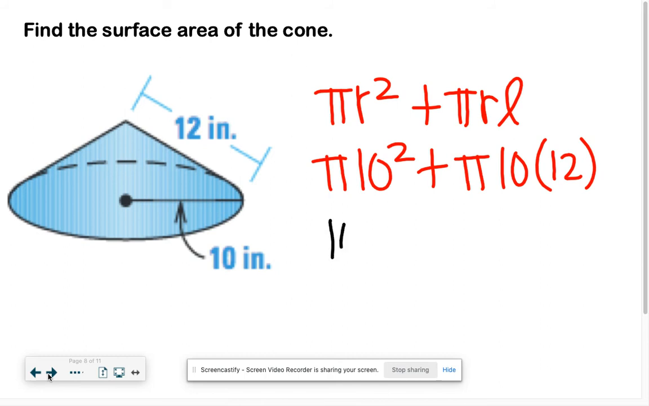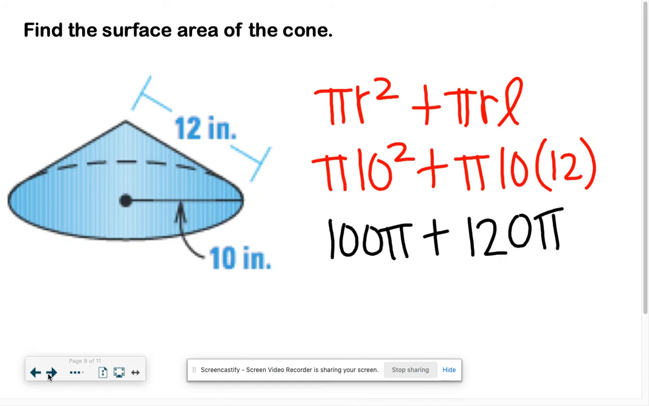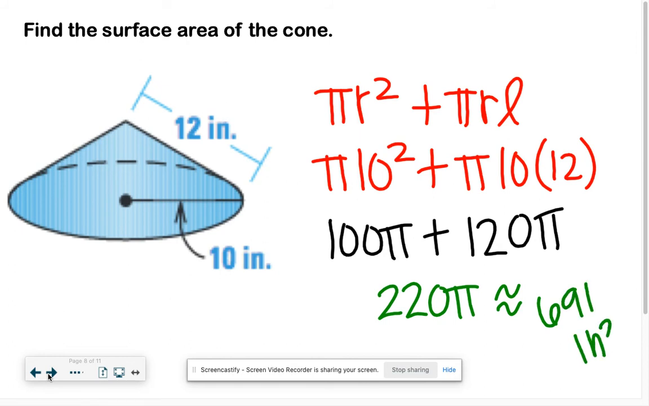So 10 squared is 100 pi. 120 pi. Add our pi's. You get 691.15. What did you get here? 691.15. So 691? Yeah, about 691.